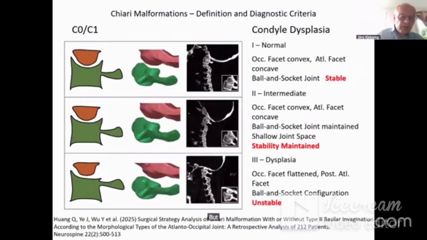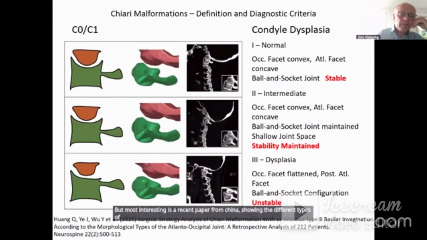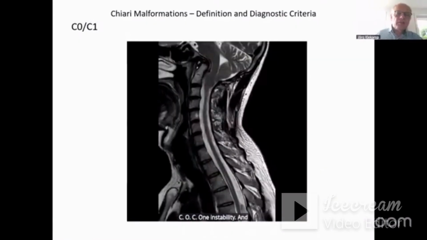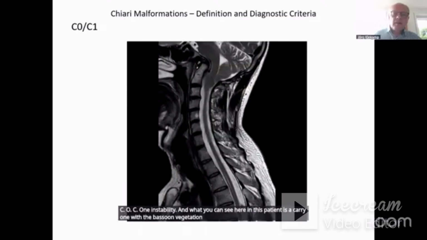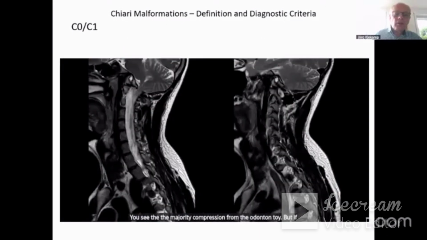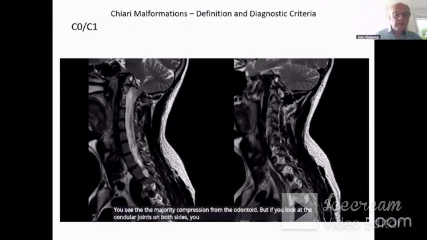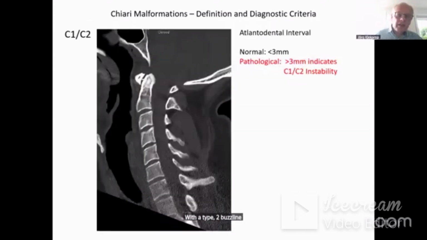But most interesting is a recent paper from China showing the different types of condylar dysplasia that can give rise to CO-C1 instability. And what you can see here in this patient is a Chiari 1 with a basilar invagination type 2. You see the medullary compression from the odontoid, but if you look at the condylar joints on both sides, you see that they are luxated. So this is a CO-C1 luxation in a patient with a type 2 basilar invagination. So check for the anatomy of craniocervical joints in patients with Chiari 1.